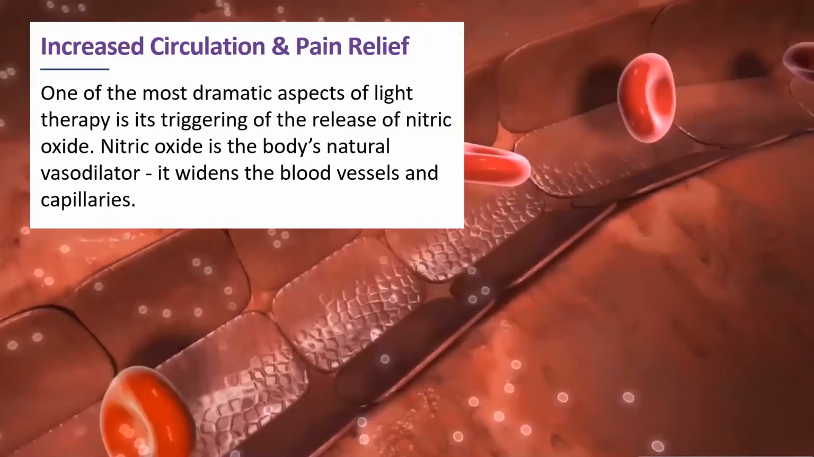So let's quickly summarize. How do we increase circulation and cause that pain relief? One of the most dramatic effects of this light therapy we know is going to be the triggering of the nitric oxide. And since nitric oxide is the body's natural vasodilator, it's going to widen the blood vessels and capillaries.